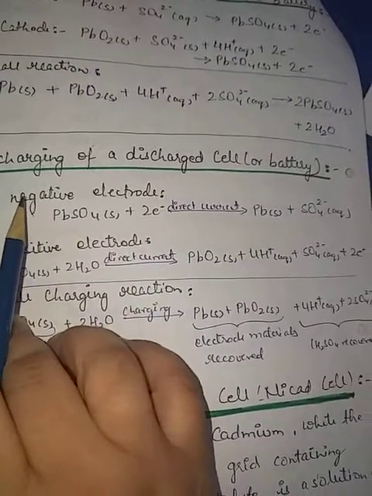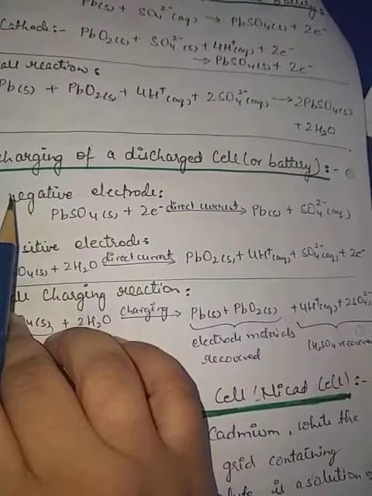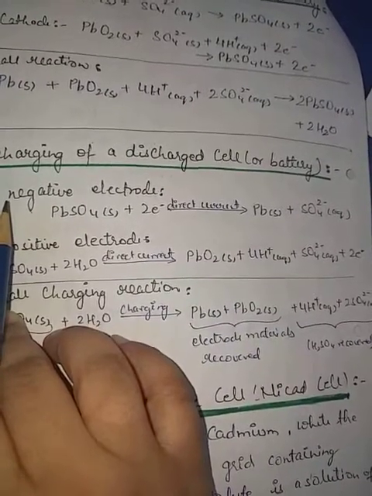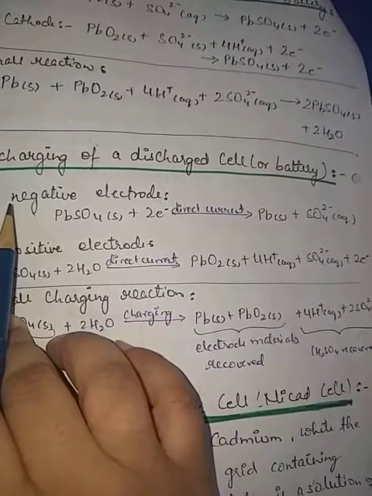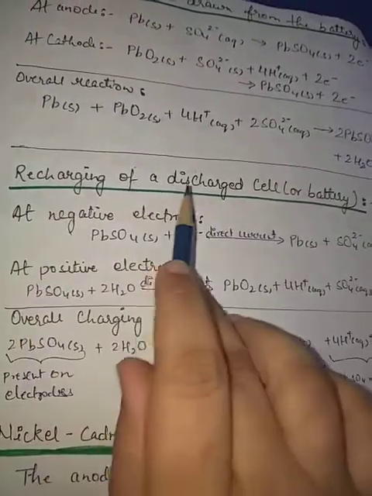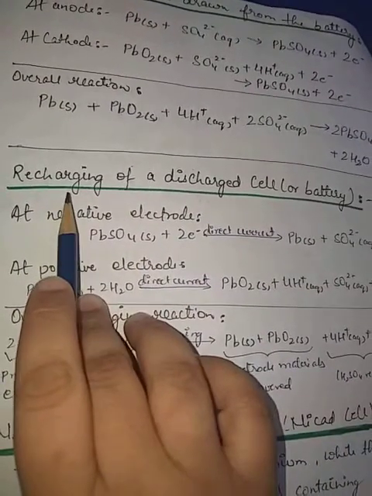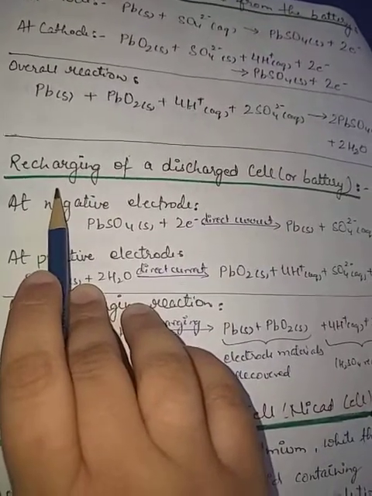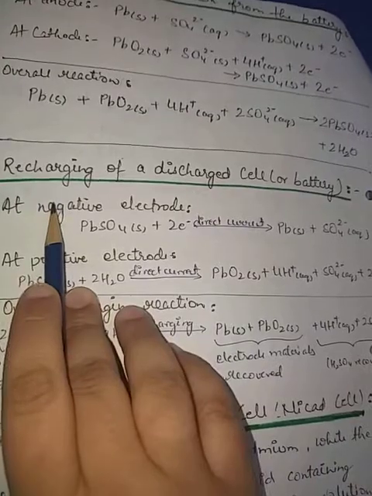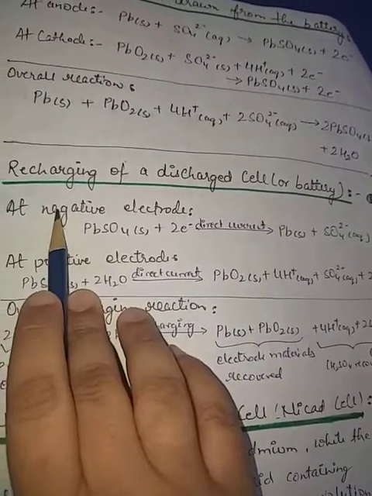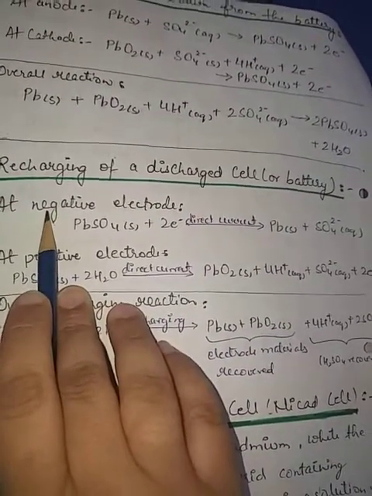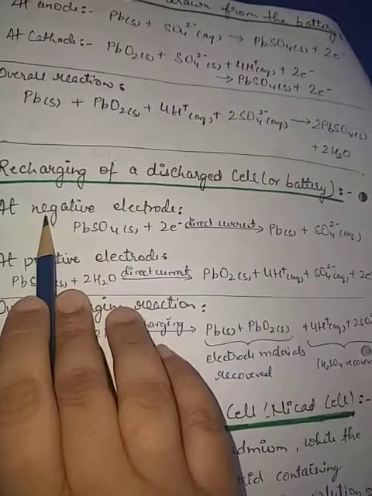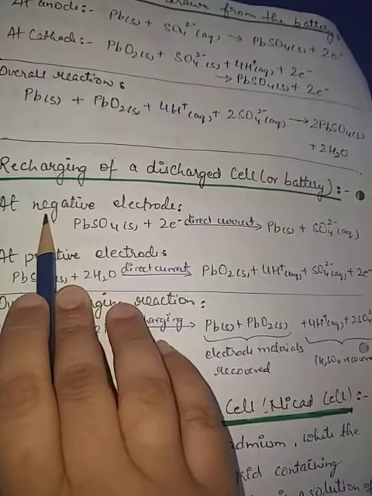The discharged lead storage battery can be recharged when we pass a direct current through it, and that too in the opposite direction. We have to keep in mind that when the discharged lead storage battery is recharged, we have to use direct current through it in the opposite direction. It means the negative electrode of the storage cell is connected to the negative of the direct current source.